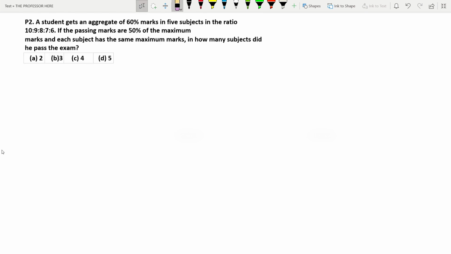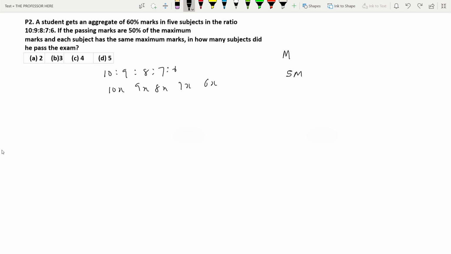Question P2. A student gets an aggregate of 60% marks in 5 subjects in the ratio 10:9:8:7:6. So from this, let the marks be 10x, 9x, 8x, 7x and 6x. If the passing marks are 50% of the maximum marks and each subject has the same maximum marks, let the maximum mark be m. So total available marks will be 5m.